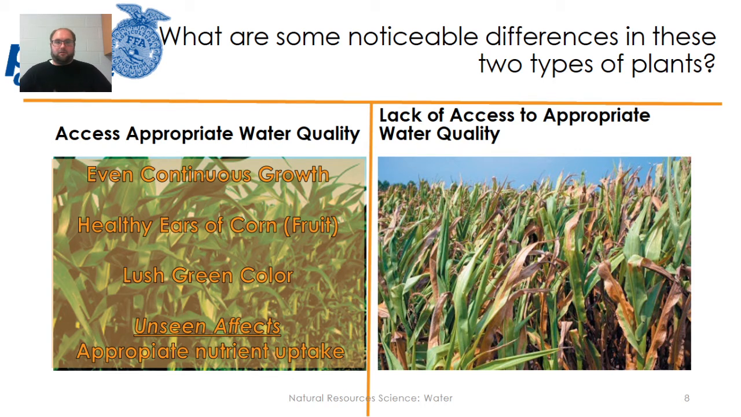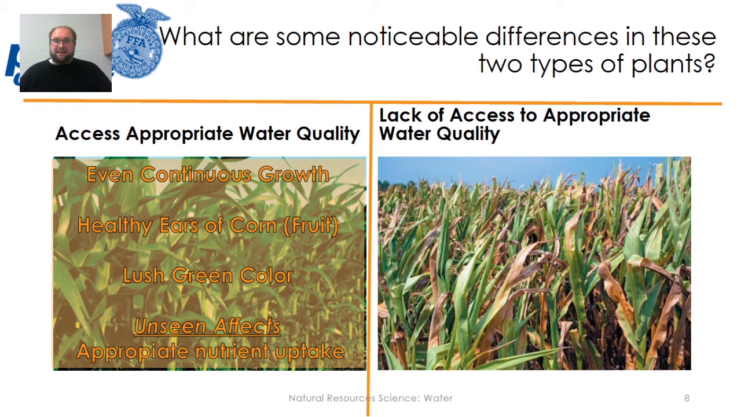The plant can produce healthier fruit because it has better quality water. And it has a lush green color. That means that the plant is getting what it needs. The nutrients that it's pulling up from the soil, the water is helping transport that throughout the entire plant. The unseen effect of water quality is appropriate and proper nutrient uptake for plants.